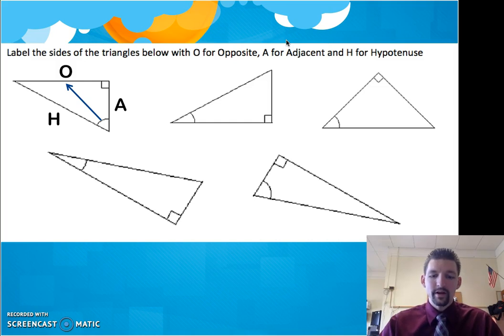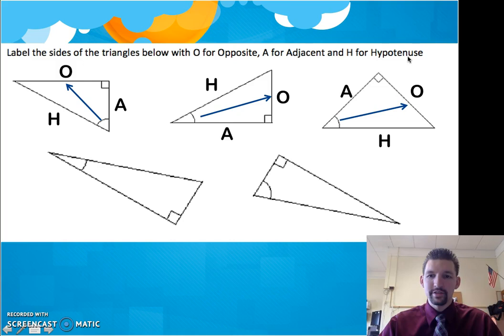All right, so I'm going to go through these kind of quickly just because it's pretty straightforward. We're going to start with the hypotenuse. We're going to go across the triangle for our opposite, and then have our adjacent. Same for the rest: hypotenuse, opposite, and adjacent.